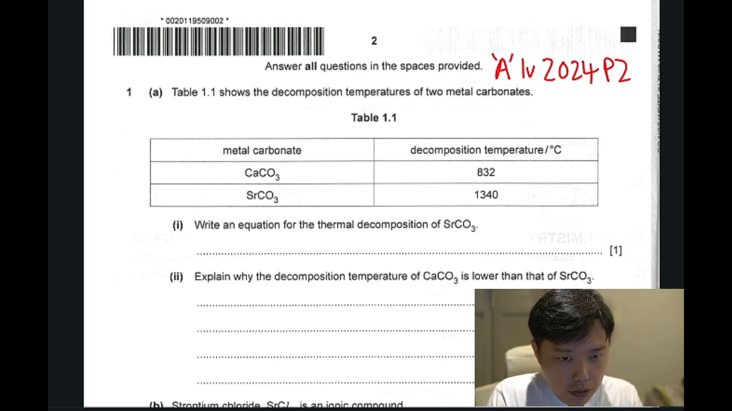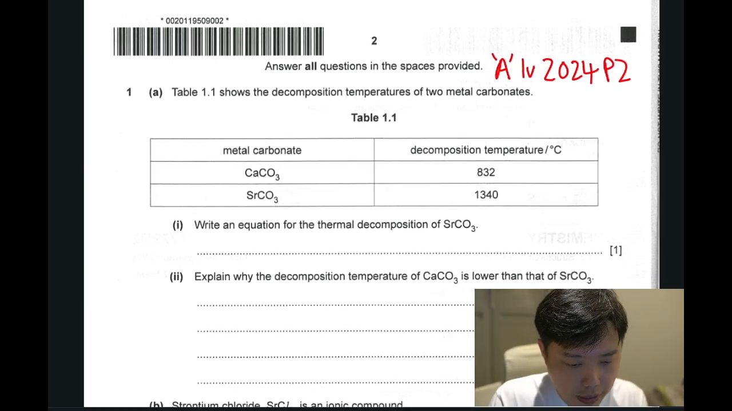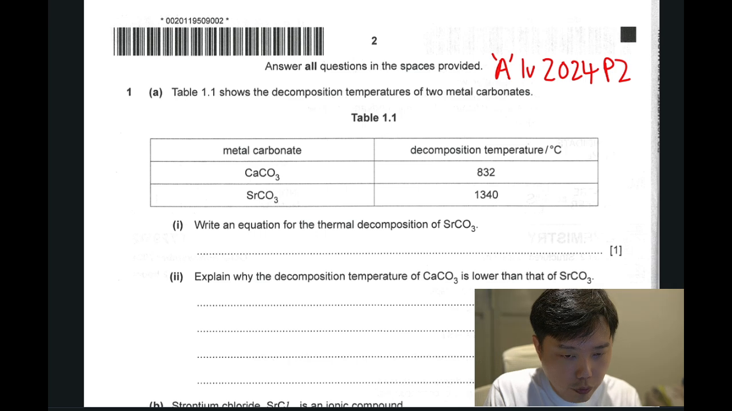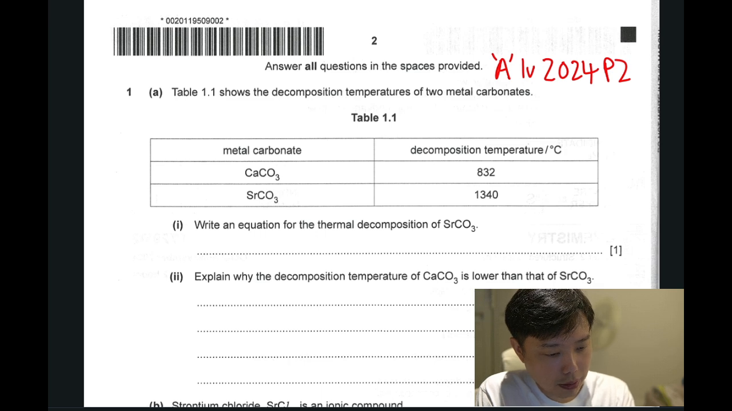Okay, everybody, so today we are going to tackle the A-Level 2024 Paper 2 questions. So let's start off with question 1. We have a group 2 kind of question regarding thermal decomposition. They say Table 1.1 shows the decomposition temperature of two metal carbonates. So we're dealing with the thermal decomposition of metal carbonates.